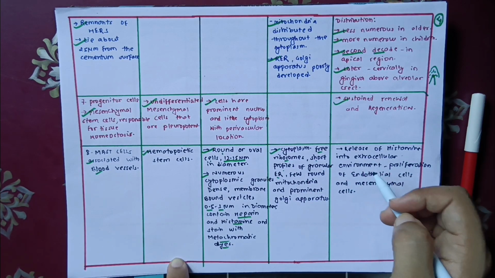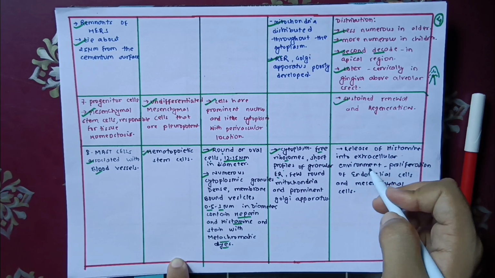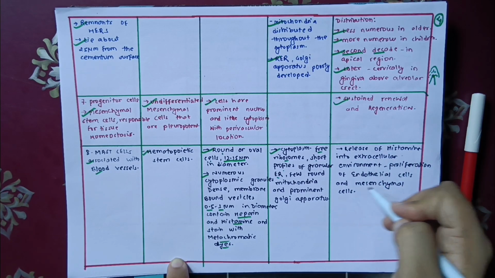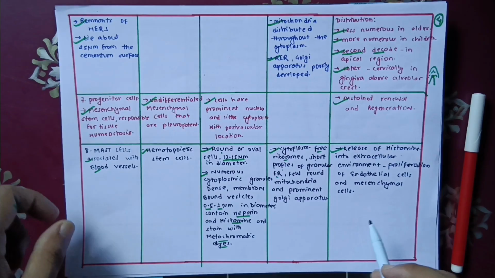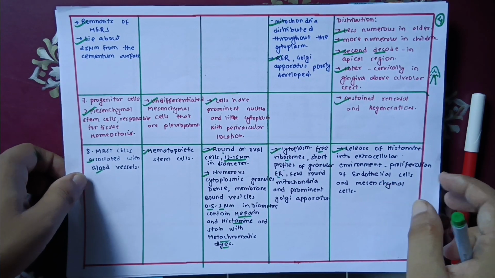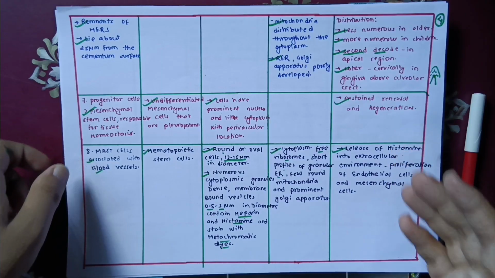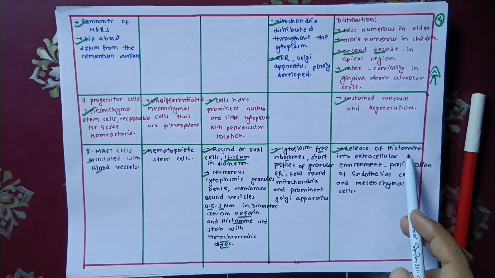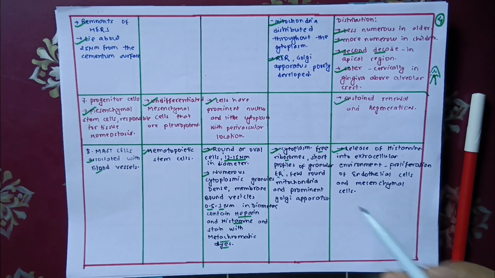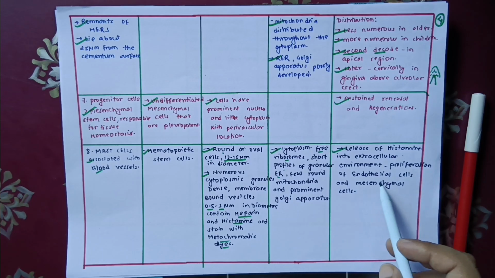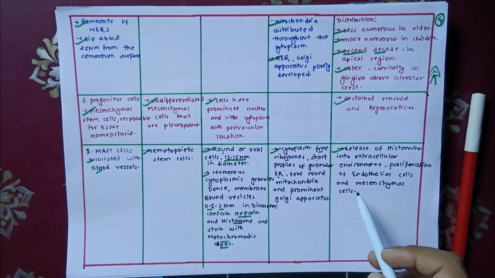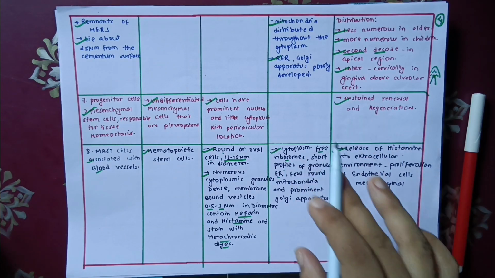The function of the mast cell is that it releases histamine and heparin into the extracellular environment, and it promotes proliferation of the endothelial cell and the mesenchymal cell. So that is a particular function of the mast cell. It is a defense cell, and they are particularly related to defense.